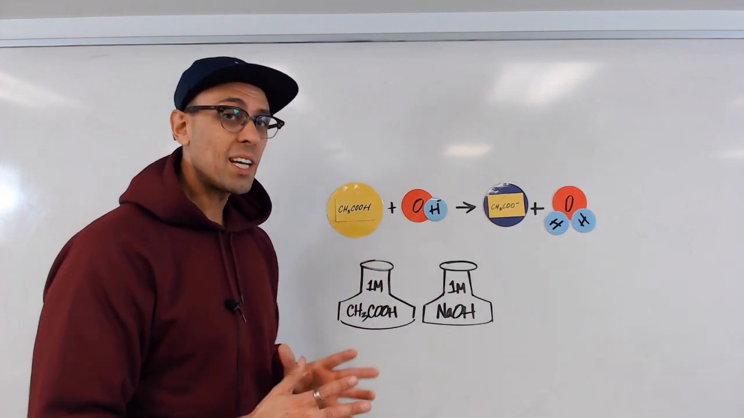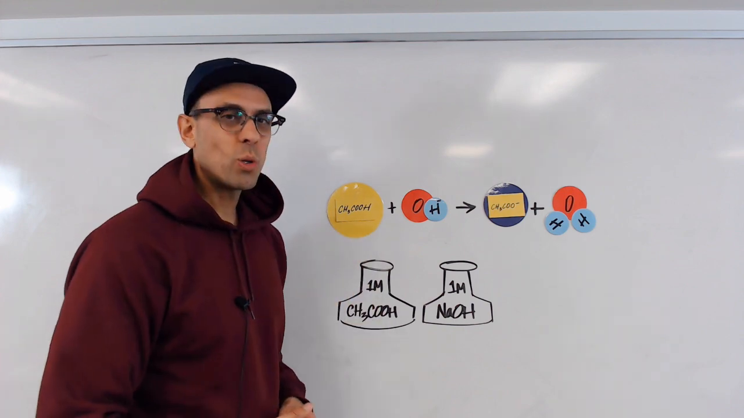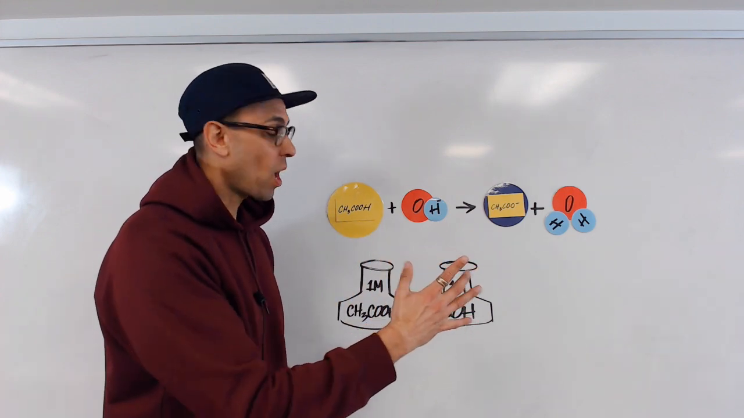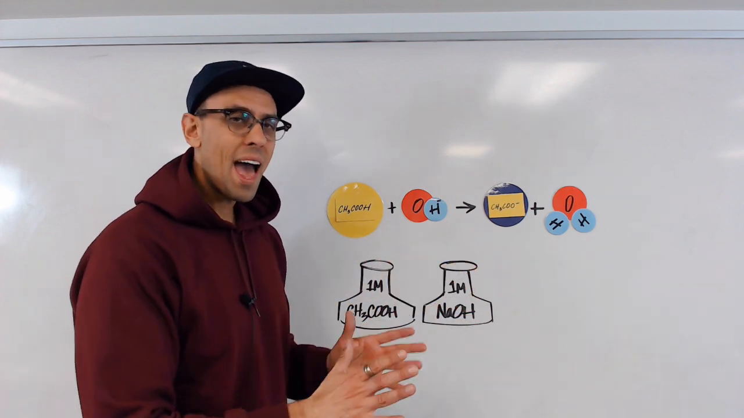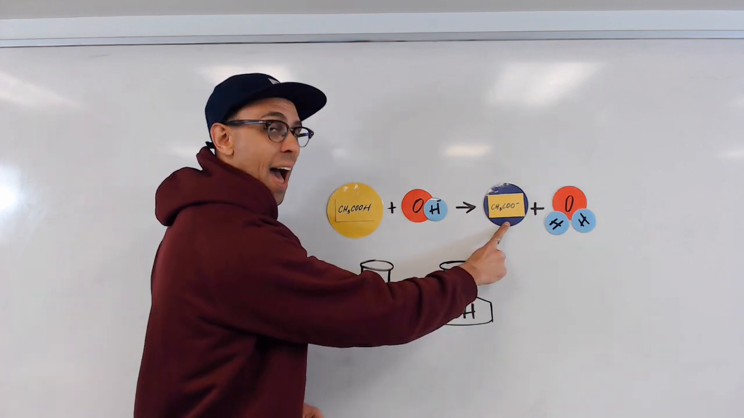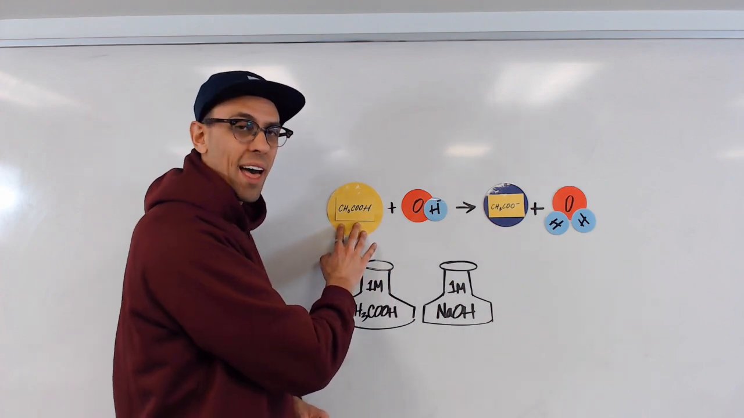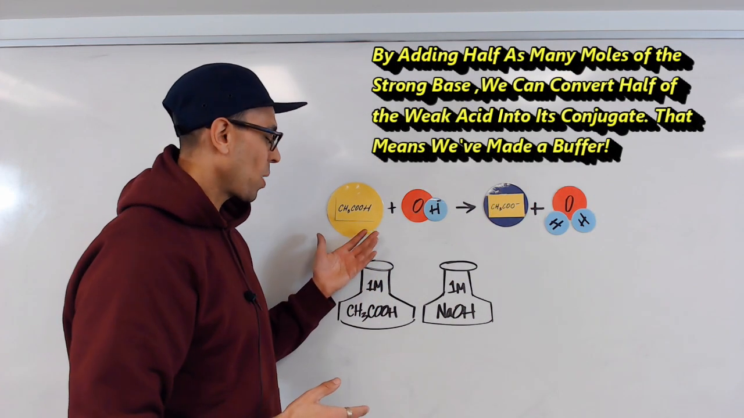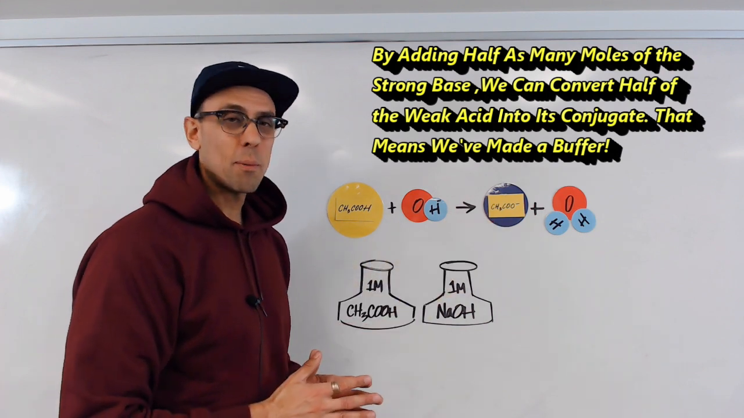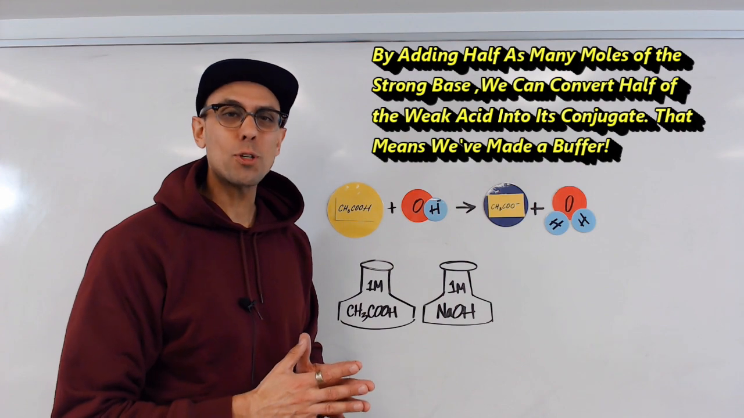So we can be strategic. We could say, all right, if we have 10 moles of this, let's only add 5 moles of our strong base. And that way, only half of the weak acid gets converted into the acetate ion, and we still have half of our weak acid left. Now, of course, if we have some weak acid and we have some of its conjugate base, we have the buffer that we were trying to make in the first place.